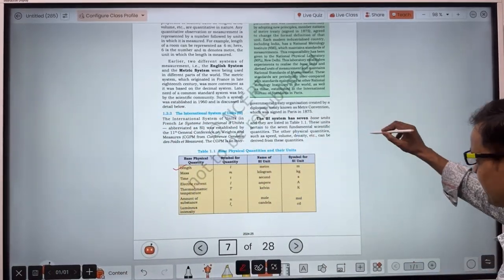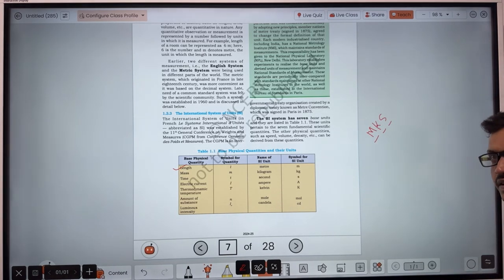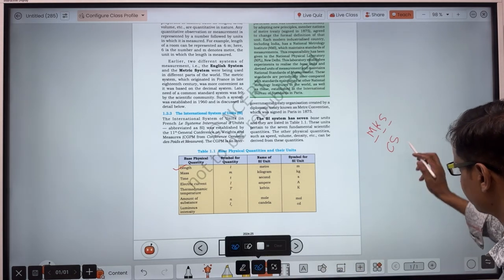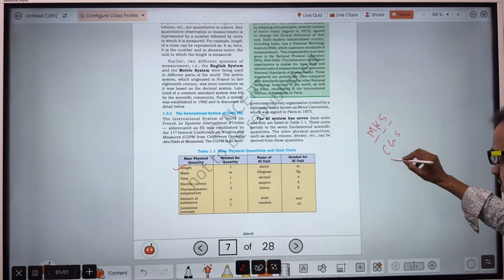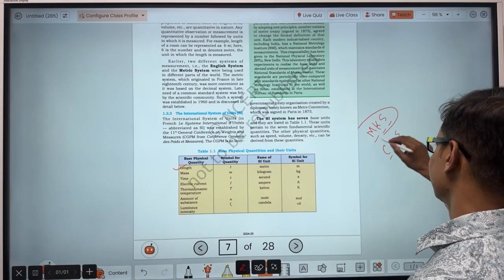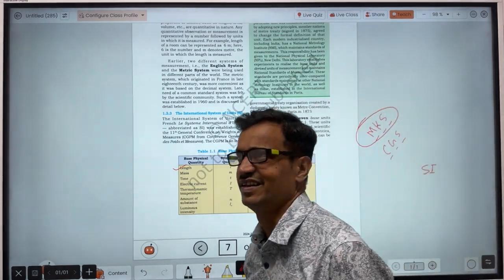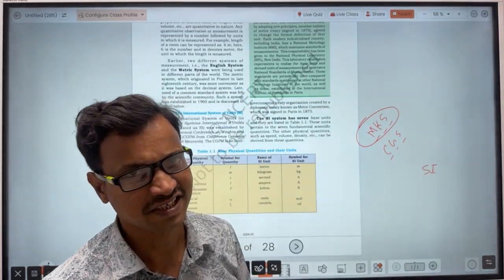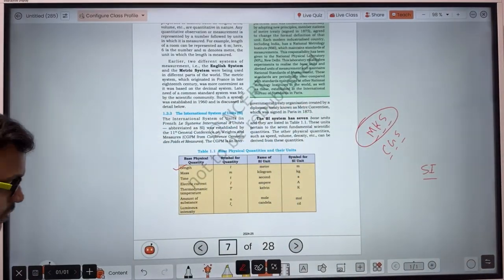One is the MKS system. MKS, that is meter, kilogram and second. Another one is the CGS system. In the CGS system, that is centimeter, gram and second, 2 systems. And there is some difference, and most used is the SI system. Okay, SI system. So all the fundamental quantities have been included in the SI system. International system, it is SI.